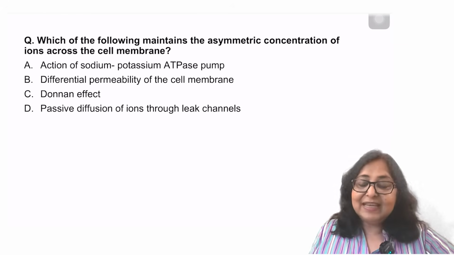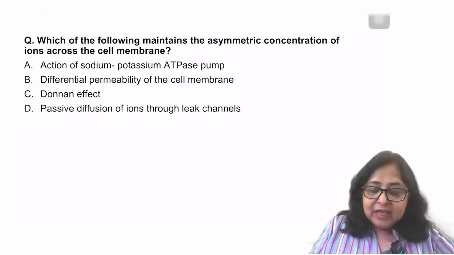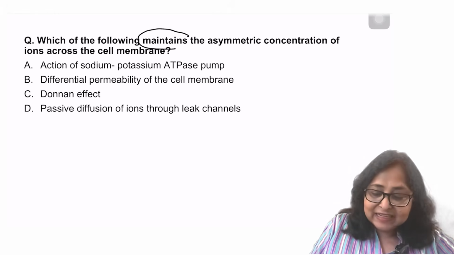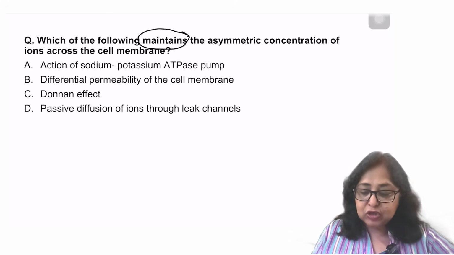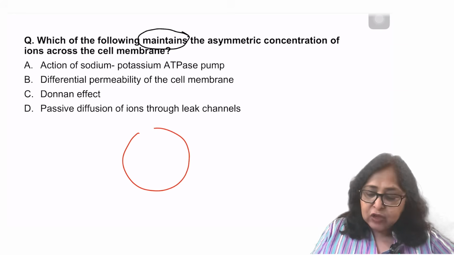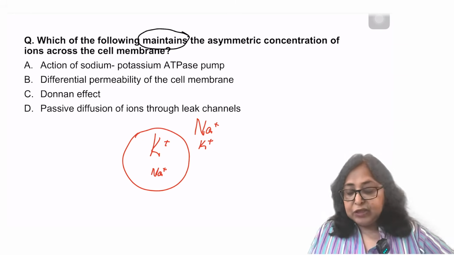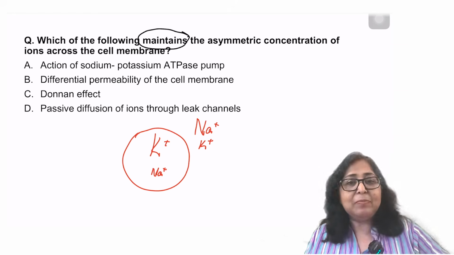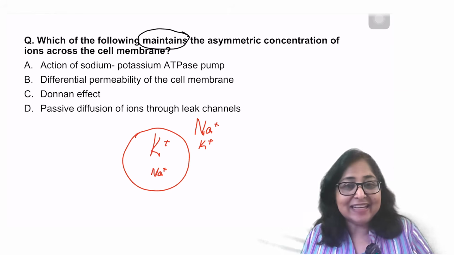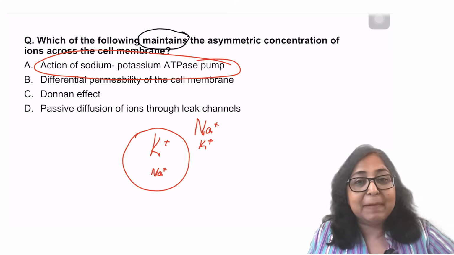Which of the following maintains the asymmetric concentration of ions across the cell membrane? Now there's a little catch here. The catch says what maintains it? What is actually responsible for this asymmetric concentration of ions? What is this asymmetric concentration of ions? You've got a high sodium outside with a low potassium and a high potassium inside with a low sodium. So what is creating this is a differential permeability of the cell membrane, the Donnan effect, but what is maintaining it is the sodium-potassium ATPase pump.